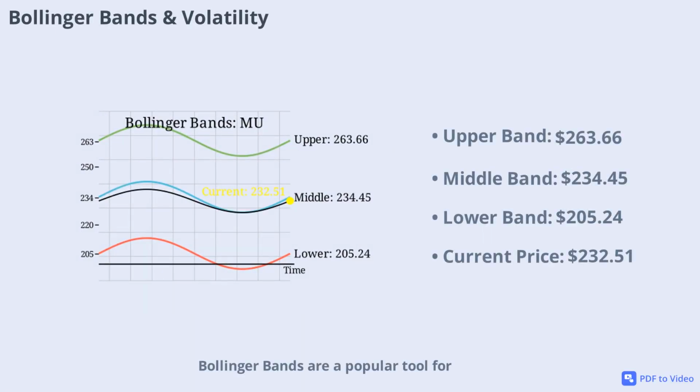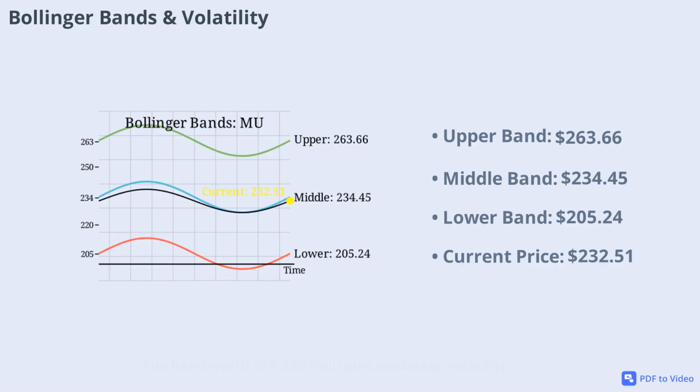Bollinger Bands are a popular tool for measuring volatility and identifying overbought or oversold conditions. For MU, the upper band is at 263.66, the middle at 234.45, and the lower at 205.24. The current price is just below the middle band, suggesting a neutral to slightly bearish short-term outlook.